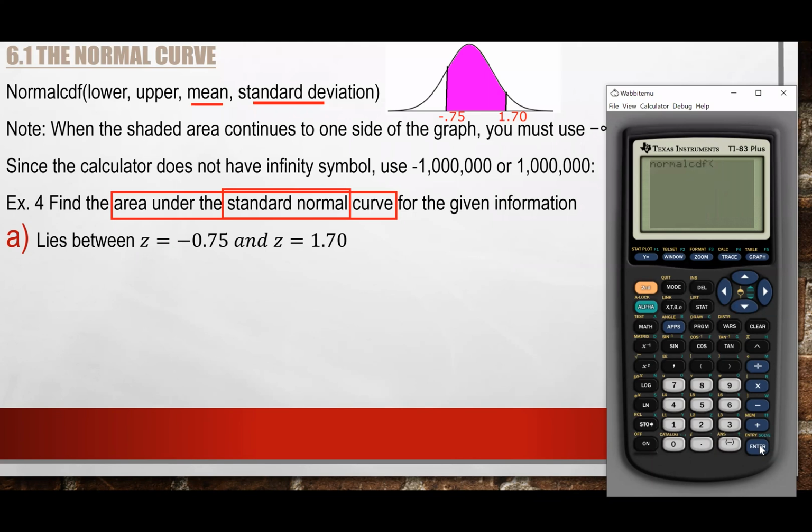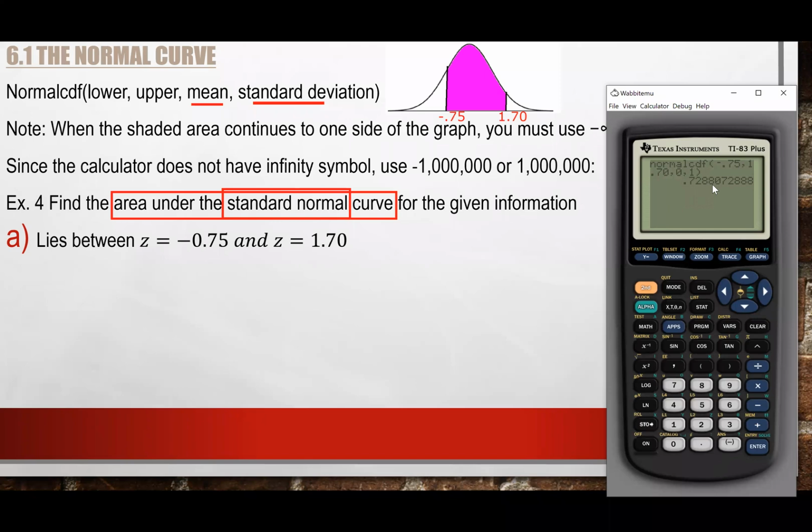Because they ask you for the area between the two values, what is my lower limit? My lower limit will be negative 0.75, comma. The comma is right here on top of number 7. 1.70 is my upper limit, comma, then the mean, because it's a standard normal, is 0, and the standard deviation is 1. Then you can close the parenthesis. The reason I say the TI-83 user has it harder is that you have to type it in manually. Then press enter, and this is what you should have: 0.7288.